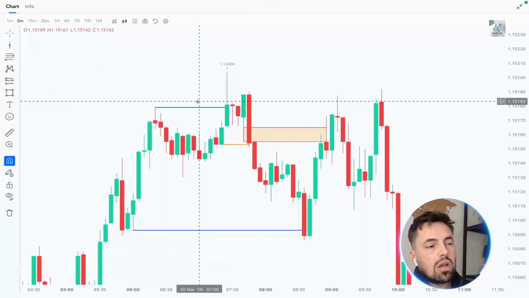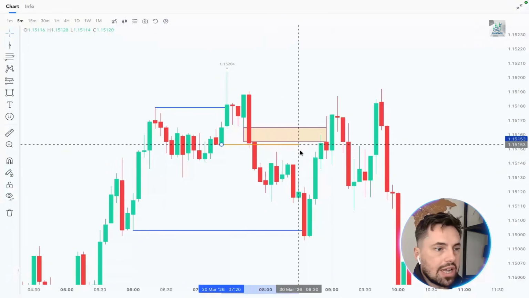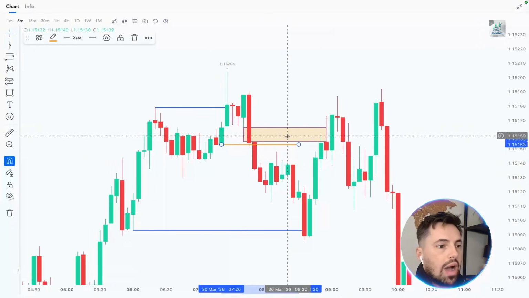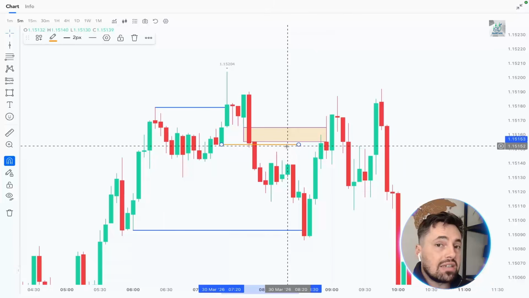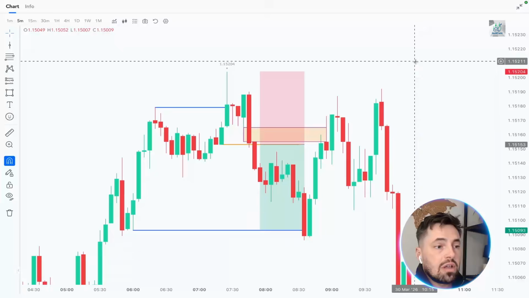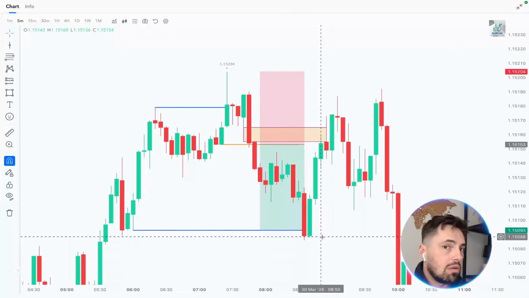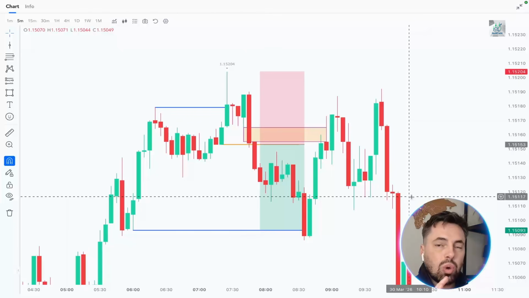Now, in terms of the CSD trade itself, one thing that we do is we extend this line out, and this is where we would take a pending order trade. Now, in this particular instance, price did not come back up to tap your entry and continue lower. But I want to just talk about this with you because this is a trade I actually caught this morning.